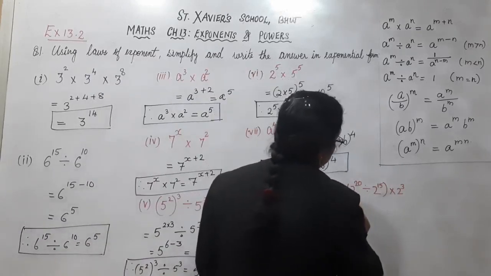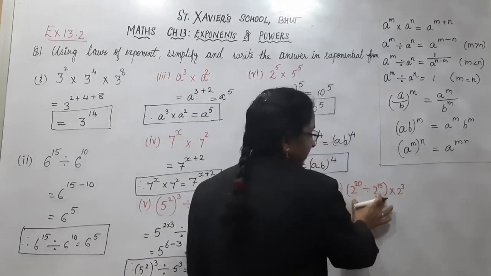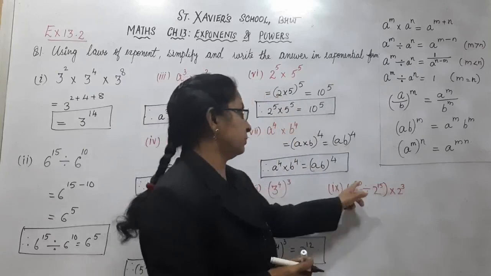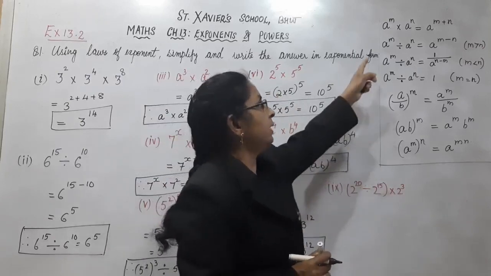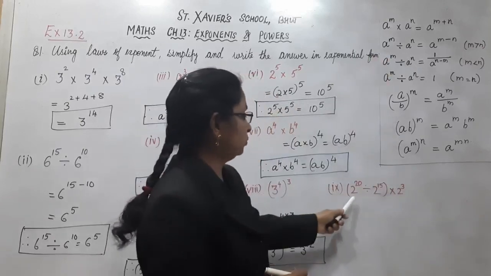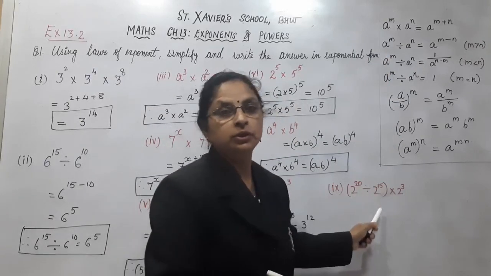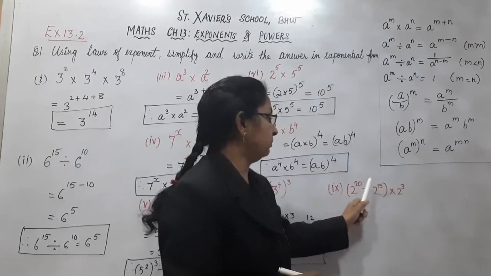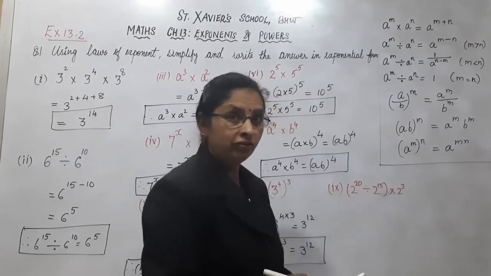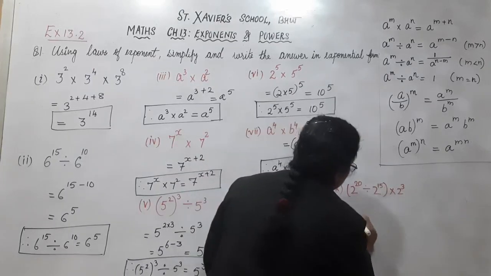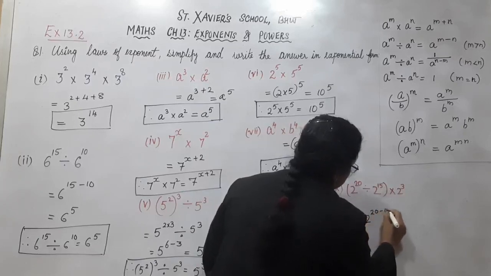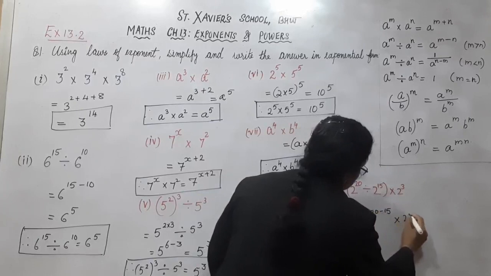Next question is 2 raised to 20. This is a bracket. First we have to remove the bracket. Since it is division and the first power is greater, we have to apply the second rule. That is 2 raised to 20 divided by 2 raised to 15. What will be the answer? 20 minus 15, 5. It is equal to 2 raised to 20 minus 15 into 2 cube.